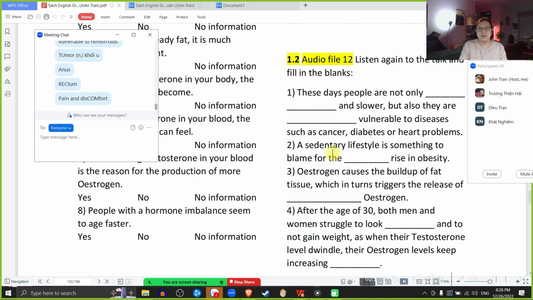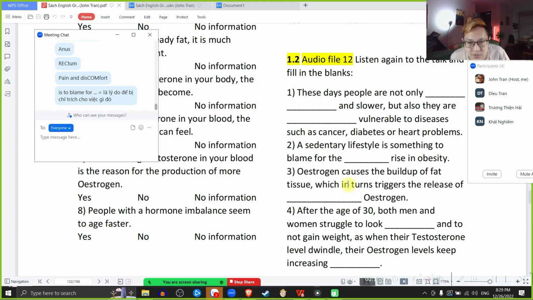Okay, something is to blame for. Is to blame for là lý do để bị chỉ trích cho việc gì đó. Is to blame for. A sedentary lifestyle is something to blame for something. Rise in obesity. Lối sống hay ngồi nhiều là một cái gì đó để mà chỉ trích, để mà blame cho cái sự gì đó gia tăng về béo phì.